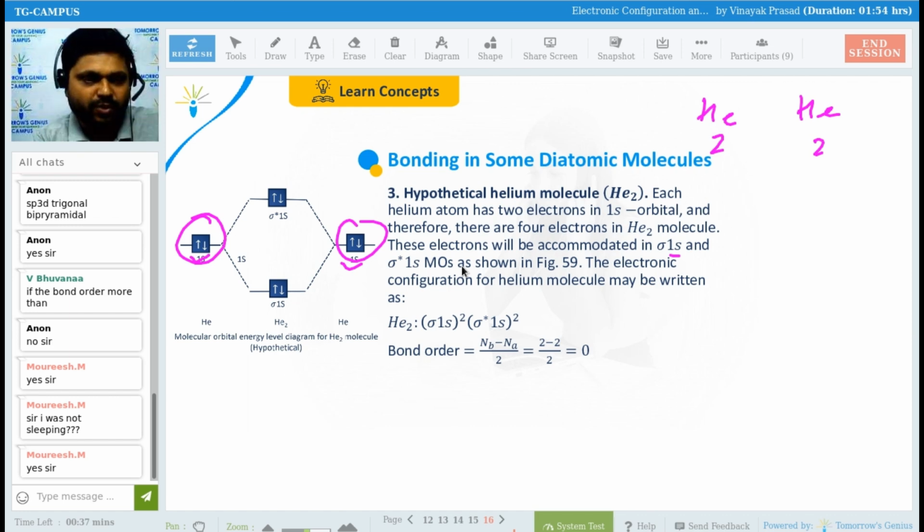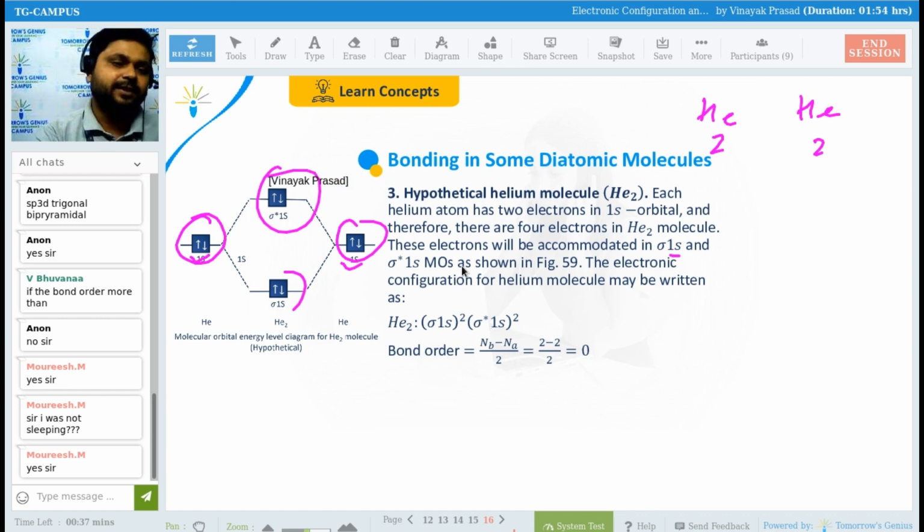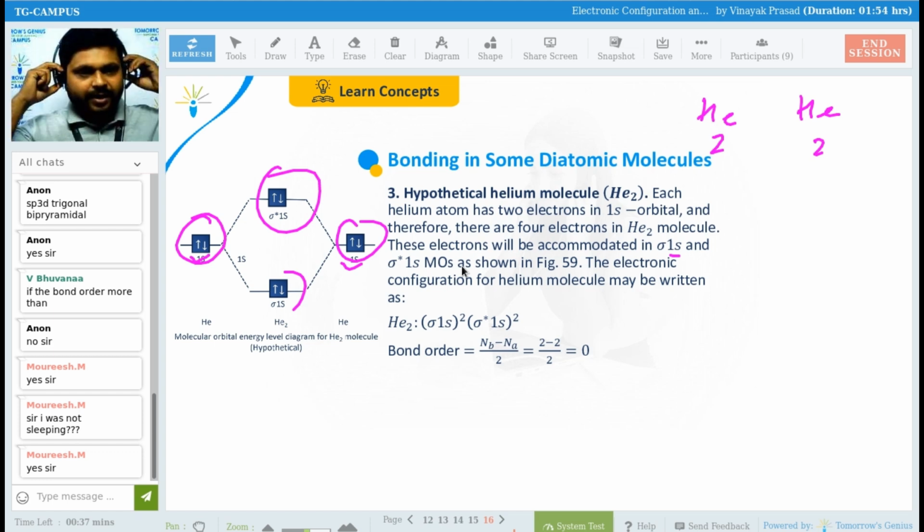So the total number of electrons will be what? 4. So 2 electrons are here and 2 electrons are here. You can see here. Getting my point, everyone? So the total number of electrons that will be combining will be 4. So 2 molecular orbitals, right? One will be participating in bonding, another will be participating in anti-bonding. So 2 electrons will be in the bonding orbital and 2 electrons will be in the anti-bonding orbital, right?